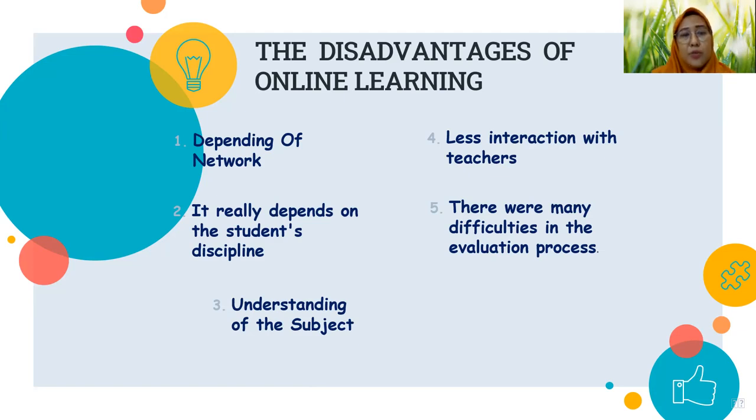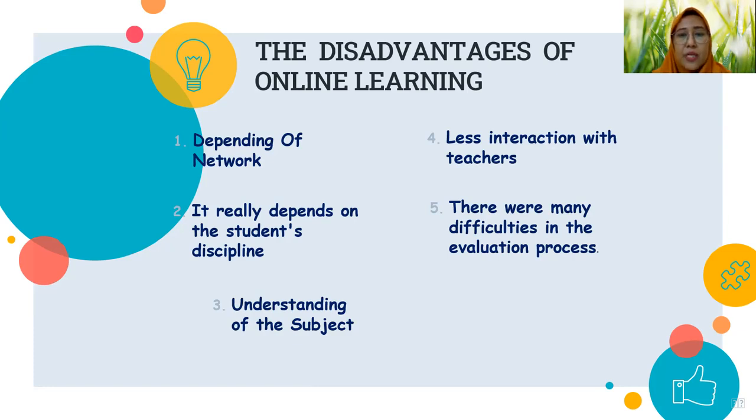Number two, it really depends on the student's discipline. Very dependent on student discipline, because if you cannot be disciplined, you can miss class and it becomes a problem for the student. Three, understanding of the subject. The subject taught in a learning is responded to based on different levels of understanding, depending on the ability of the student.